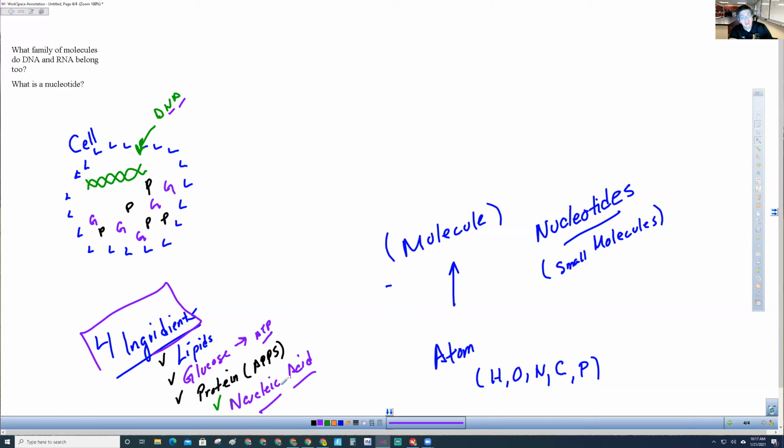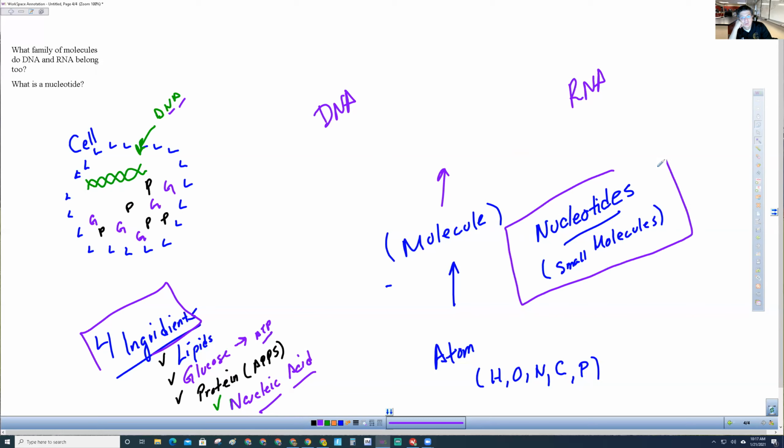There are two types of nucleic acids. What are they? What are the two types of nucleic acids? DNA and RNA. Very good, right? There's DNA and RNA. Very good. So these nucleotides are used to build DNA and RNA. You understand? That's how this works.